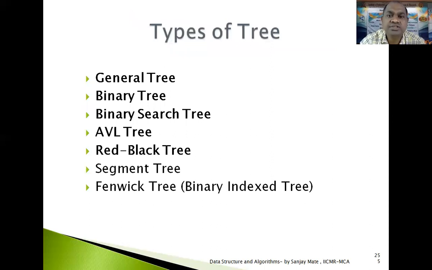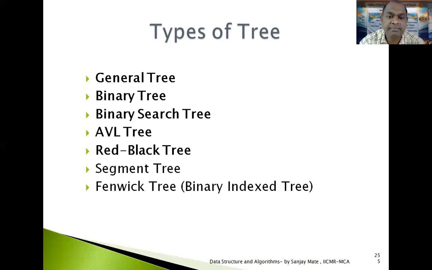So here we are going to see the types of trees. There are the general tree, binary tree, then binary search tree, AVL tree, Red-Black tree, segment tree, and the last, Fenwick tree. So the binary search tree, AVL tree, red black tree, segment tree, Fenwick tree, these all are nothing but binary trees, but having some important properties, their own different properties, depending upon their applications.